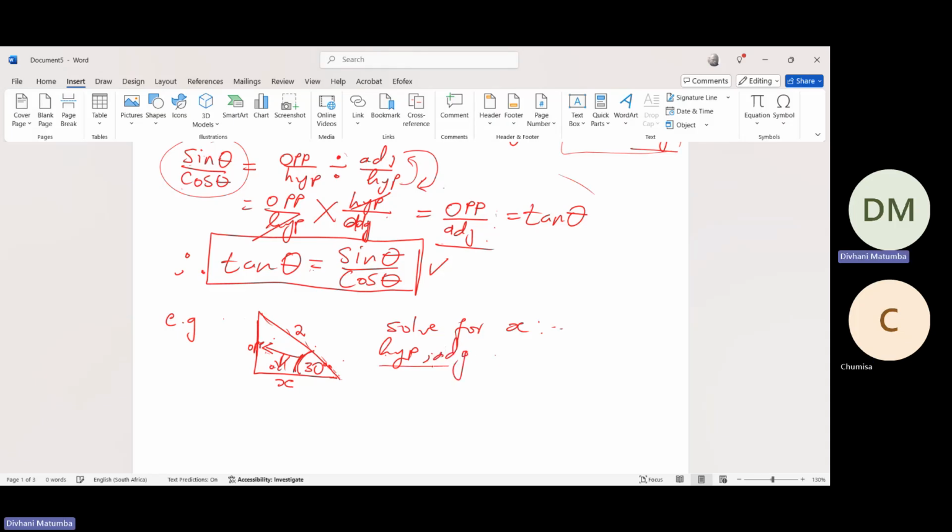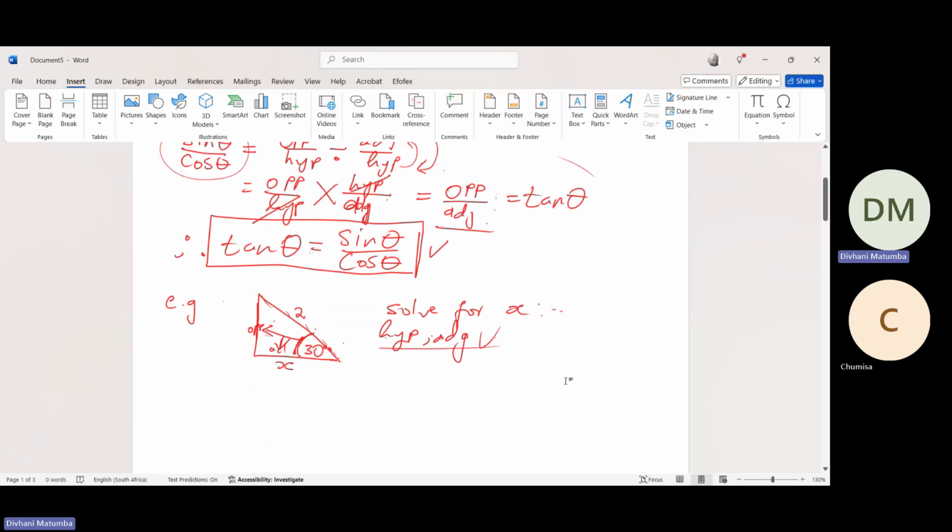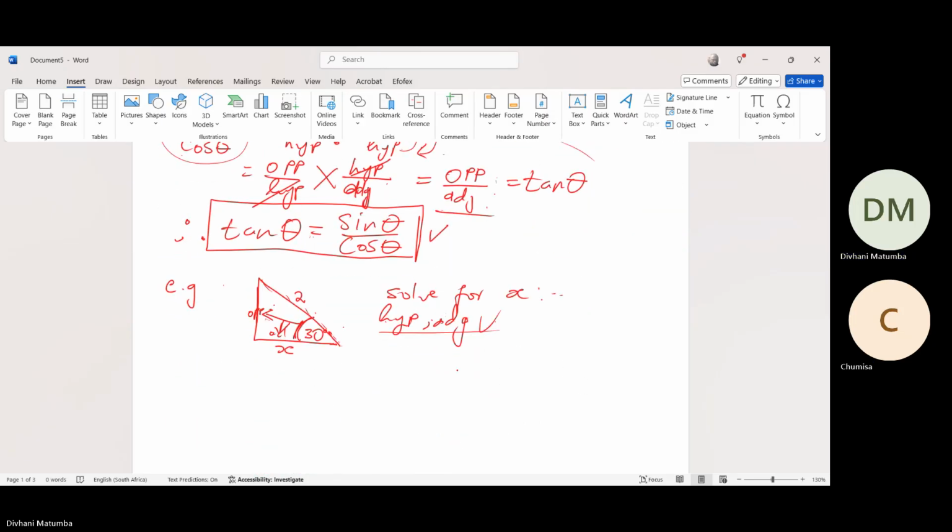So which co-ratio are we going to use if we have the hypotenuse and the adjacent? Look carefully. Everything is on the screen. It is a cos. Okay, cos of 30 degrees is equal to x over 2. You agree?